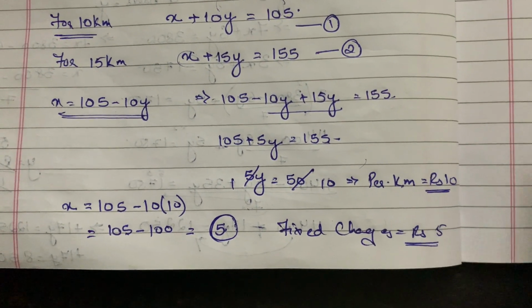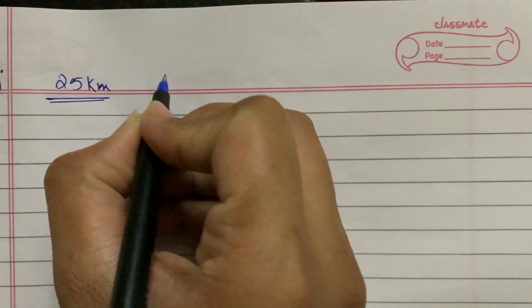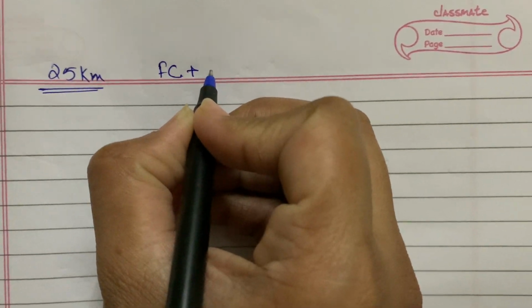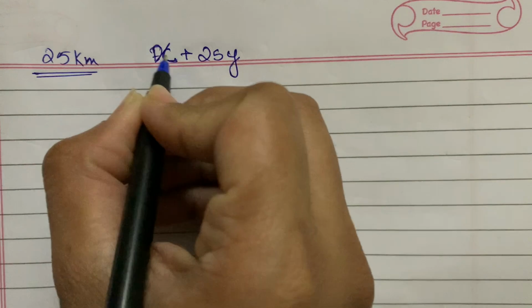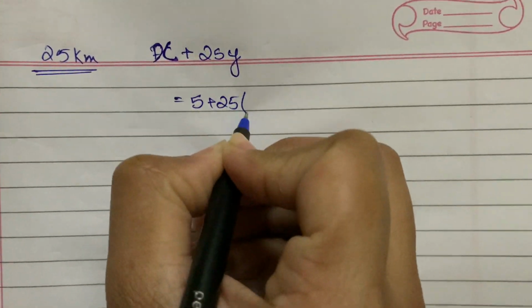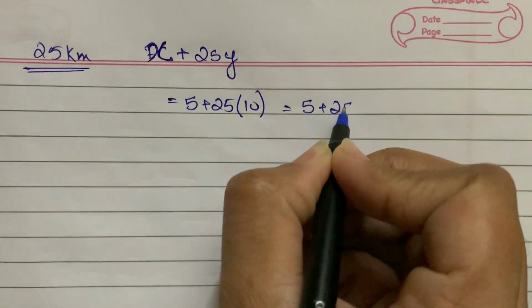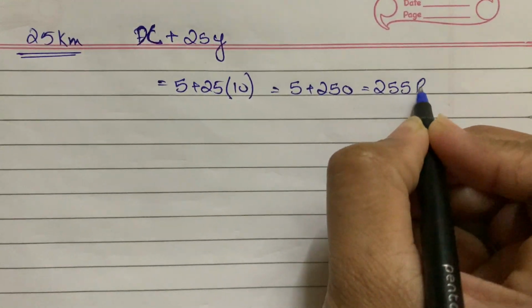Once we have found the value of the fixed charges, which is rupees 5, and per kilometer charges rupees 10, because he asked me for 25 kilometers specifically, what is it? Whenever a person is traveling 25 kilometers, he's supposed to pay the fixed charges plus 25 times the per kilometer charges. The fixed charges are nothing but X that I have in here. So that is 5 plus 25 times Y, and the Y I got is 10. So that becomes 5 plus 250, which is equal to 255 rupees is what they're going to pay.